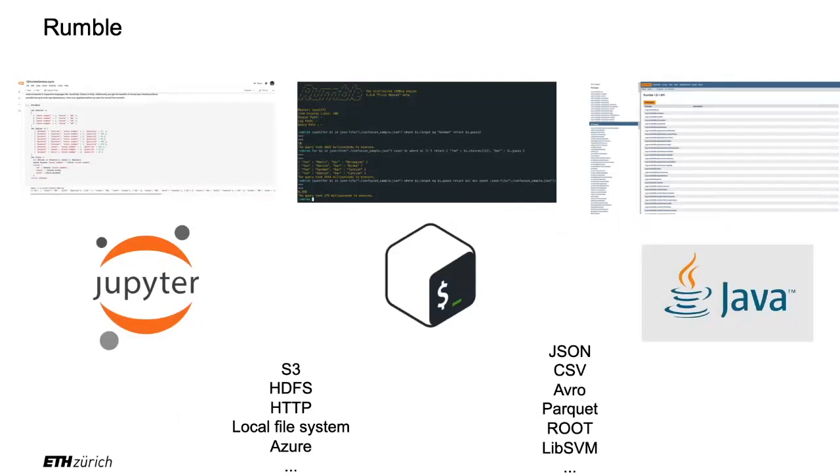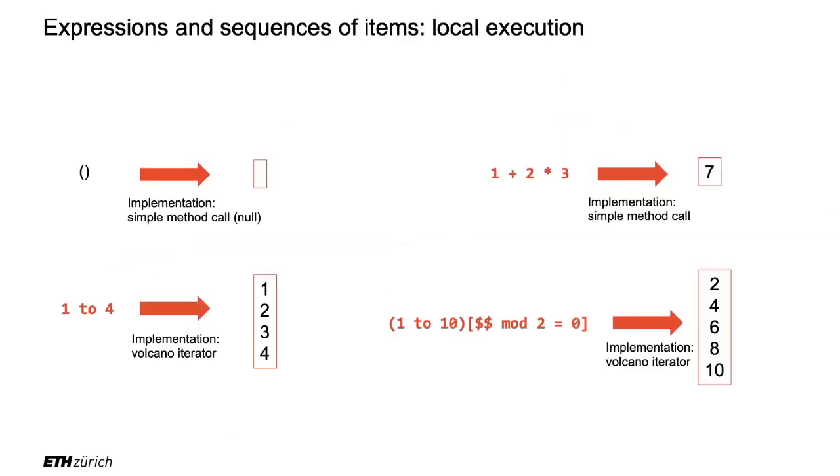Okay. So you see, you can do S3, HDFS, HTTP, but of course, HTTP is read-only, as you can imagine. It will be a single download, so no parallelism for HTTP. The local file system, Azure, Google Cloud Storage, we didn't test, but I'm pretty sure it will work because Spark does. The format, JSON, CSV, Avro, Parquet, root, that's for physicists. They love using the root format for high energy physics, libsvm for machine learning, and so on. Okay. So these are all the formats that you can output to and read from.